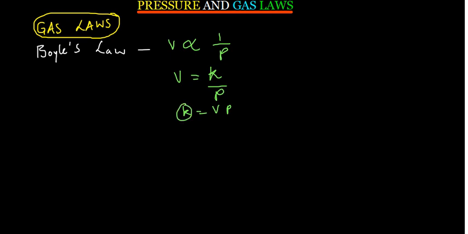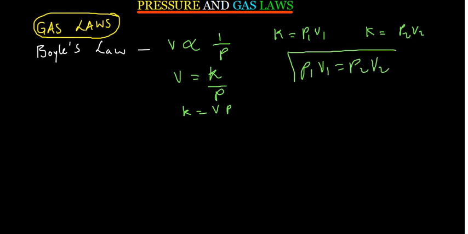So this K is a constant, meaning that if I have K and then P1 and V1, and then I have K for the same gas, P2, V2, we are seeing that K is the same. So I can equate these two equations, and then we're going to have P1 V1 being equal to P2 V2. So this is all coming from Boyle's law.